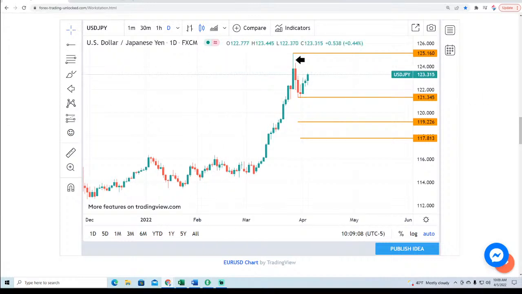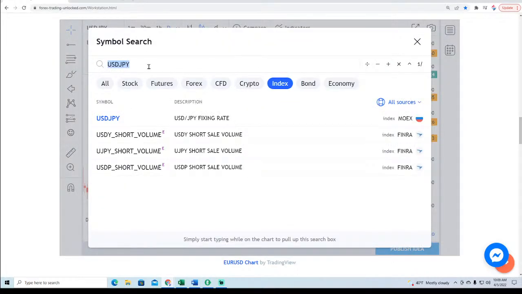So once again, for transparency's sake, I am long the US dollar yen. Now we're going to talk about a British pound yen and Australian dollar yen, okay? But first, let's get to the Australian dollar.